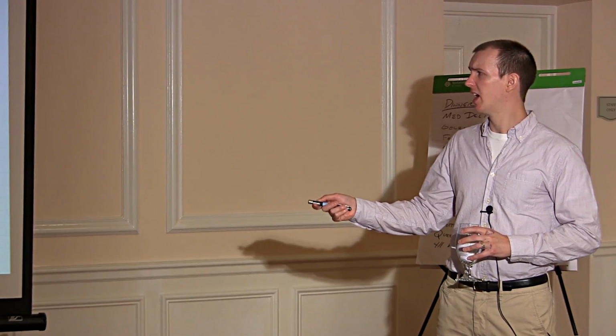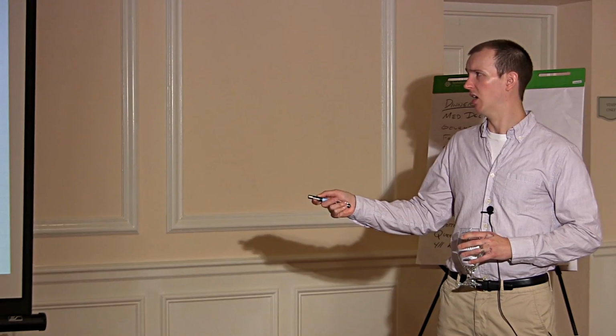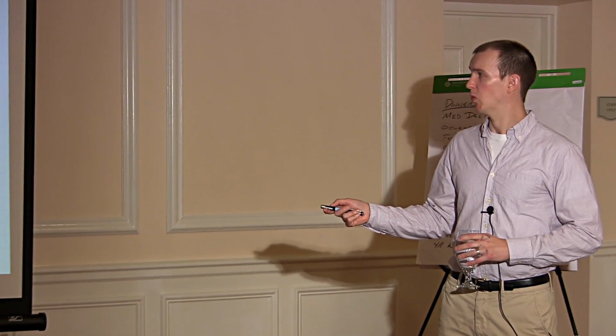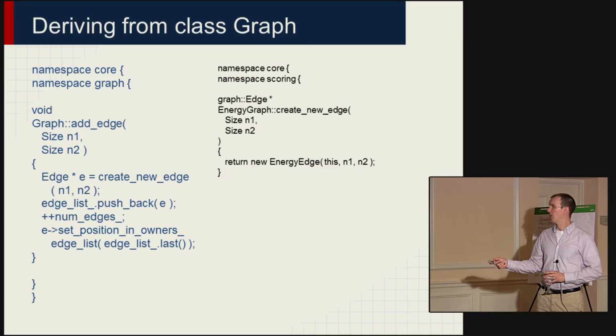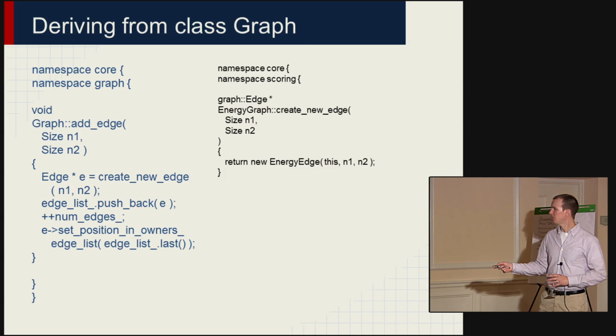Class graph, when you add an edge, invokes this function create new edge, which it provides a version of. It's not an abstract function. But when you derive a new class, you need to override this create new edge. And then once it's created this edge, it pushes this back into its own edge list, and then it gives the edge an iterator so that it can keep track of its position in the graph's edge list. There are a few other things that go on behind the scenes here.